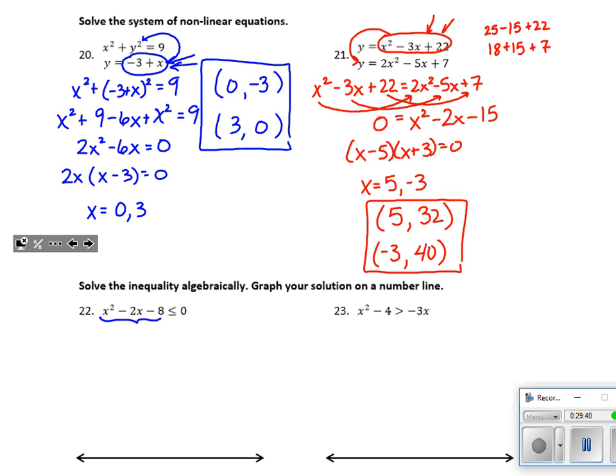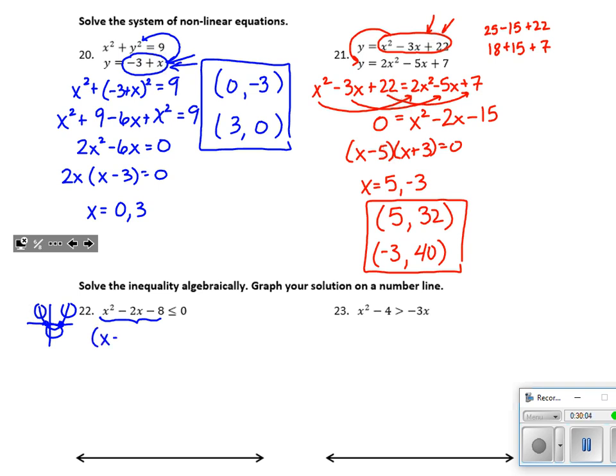Well, on my number line, I'm going to need a couple key points, and that's where it actually equals 0, because what we've got is an upward-facing parabola, and at certain places it will have heights above the x-axis, it will have heights that are greater, and at certain places it will have heights that are lower. So I need to find those 2 points. That's what's going to go on my number line.